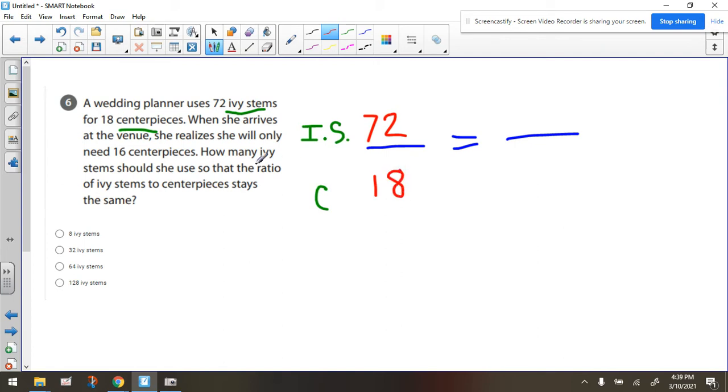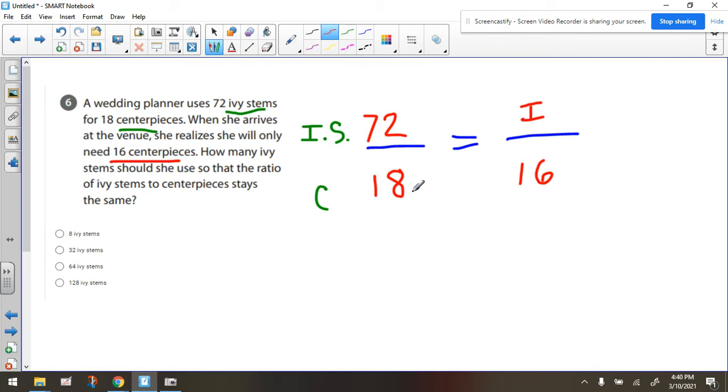Beautiful. All right, now we have to decide where we're going to put this number, this 16. And the answer to the question, where should we put it? We really need to pay close attention to the label after the number. So this is 16 centerpieces, which means we're going to put it on the bottom because the way we have this set up, we have centerpieces on the bottom. So we'll put the 16 on the bottom. And we're trying to figure out, it says how many ivy stems. So we'll use the letter I as our variable to hold our place.